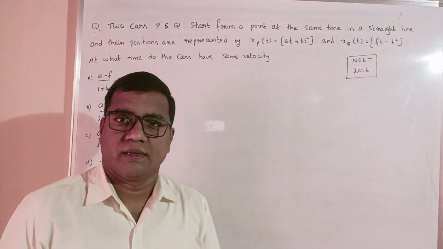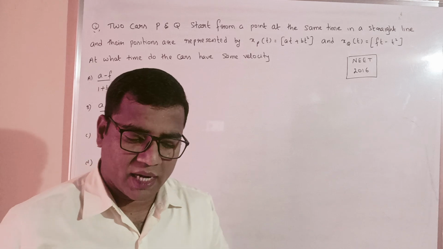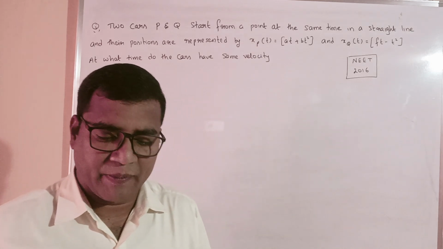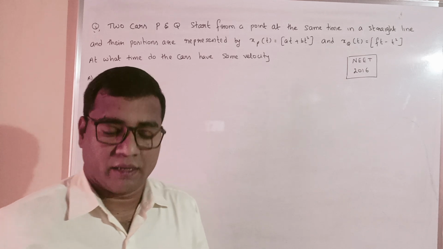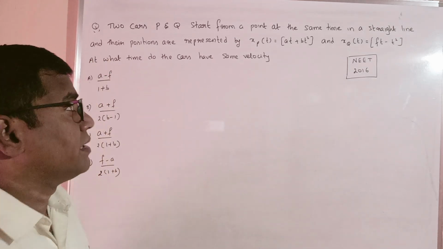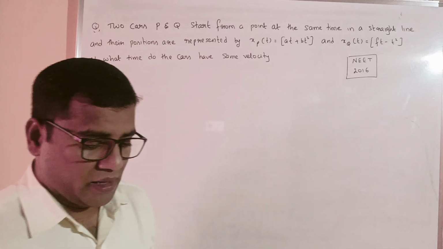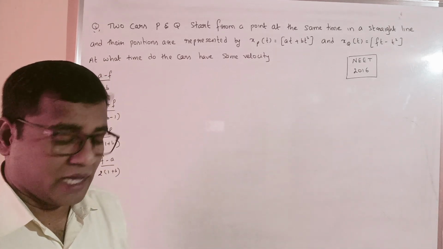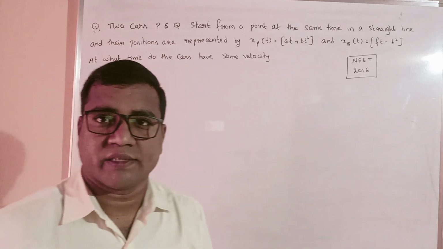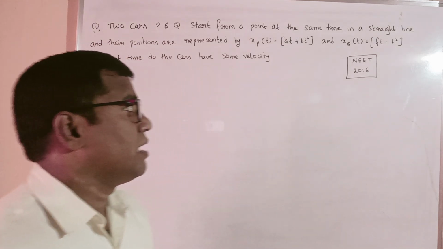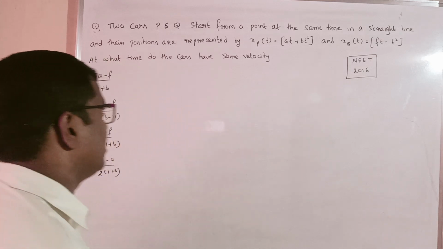Dear students, let's see this question. Two cars P and Q start from a point at the same time in a straight line and their positions are represented by xp of t and xq of t. At what time do the cars have the same velocity? This question is in NEET 2016. Now we'll see how to solve.